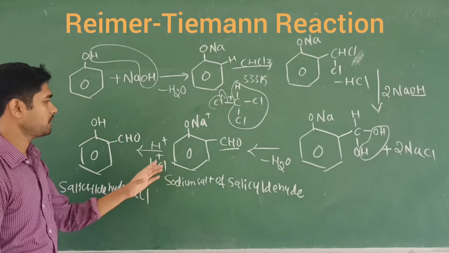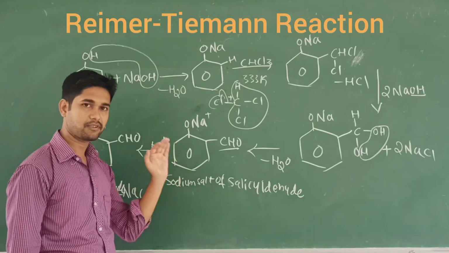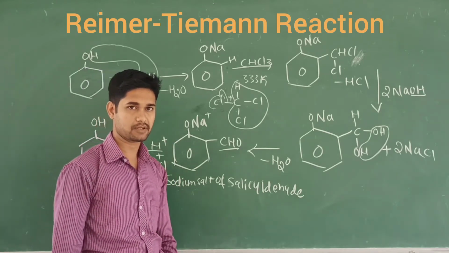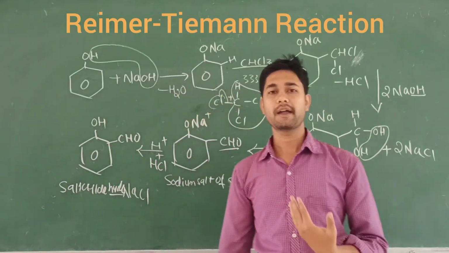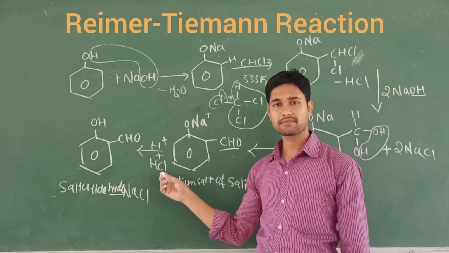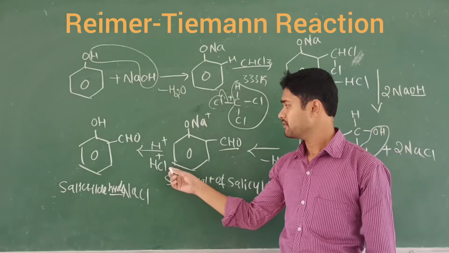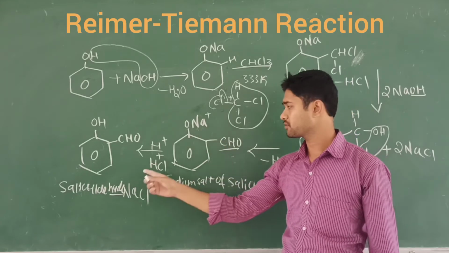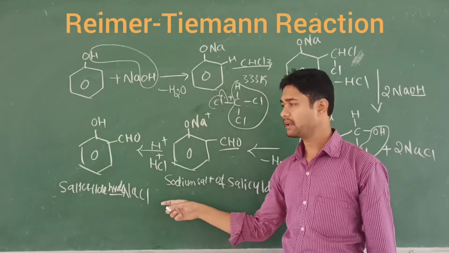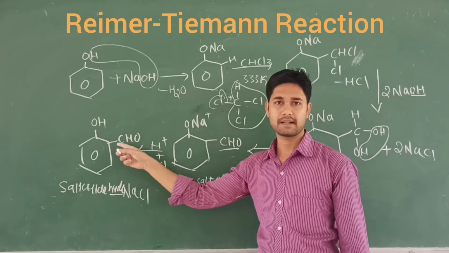When this reaction further undergoes acidification in the presence of dilute hydrochloric acid, the chlorine from the hydrochloric acid reacts with this Na plus to remove sodium chloride, and we obtain this salicylaldehyde.